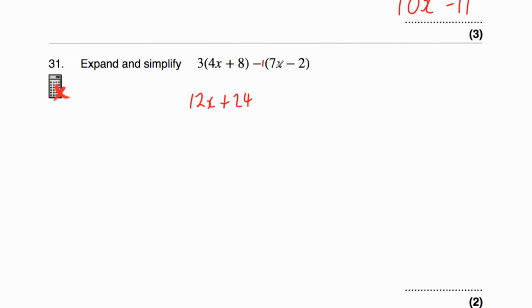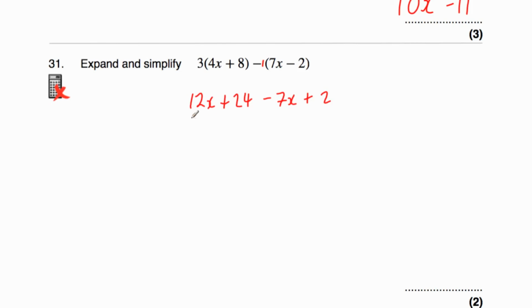So we've got minus 1 times 7x, and minus 1 times 7x would be minus 7x. And then we've got minus 1 times minus 2. Now minus 1 times minus 2, a negative times a negative is a positive, and then 1 times 2 is 2. So minus 1 times minus 2 is 2. So that would leave us with 12x plus 24, take away 7x plus 2.